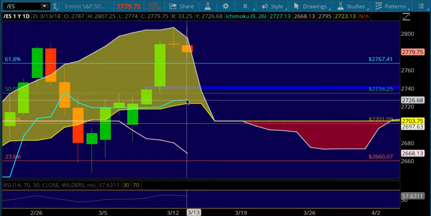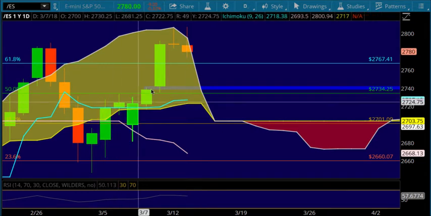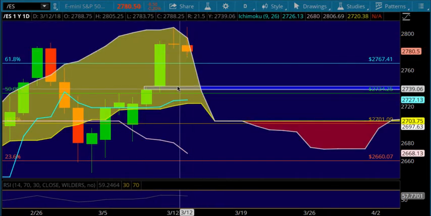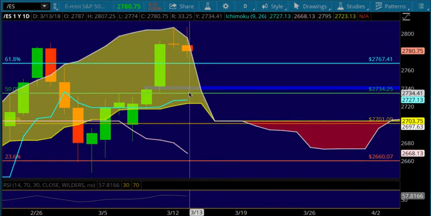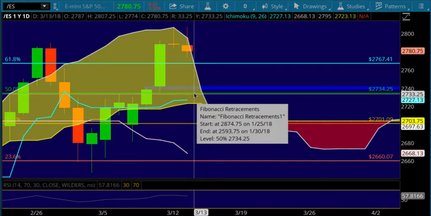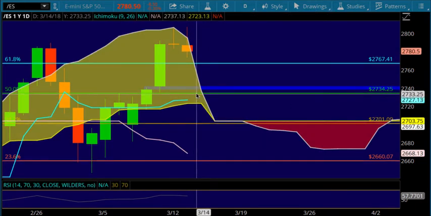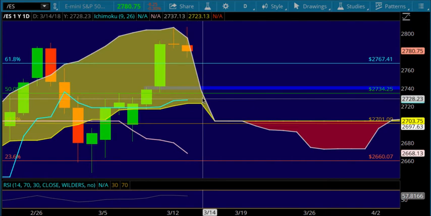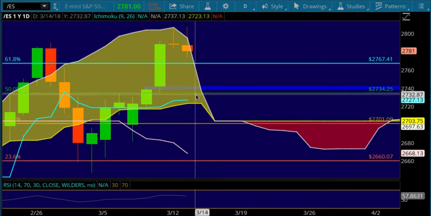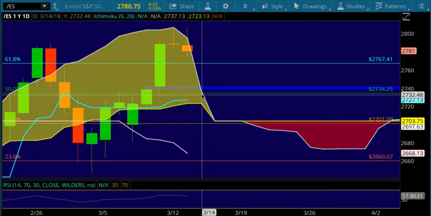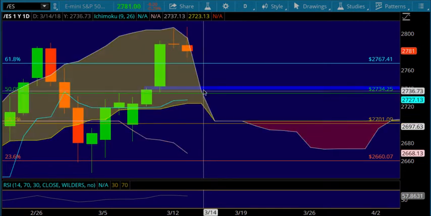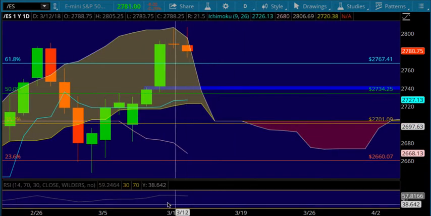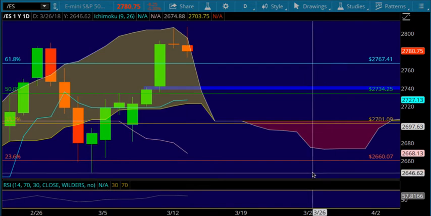The Tenkan-sen moves every day with price action, and since there's been this vast upward momentum, the Tenkan-sen will probably be in a higher location tomorrow, maybe even around this 50% fib area, maybe around 27.35, 34, something like that. We shall see where it is tomorrow. Can't guess where it's going to be. The RSI is not doing anything in particular right at the moment, pretty middling.